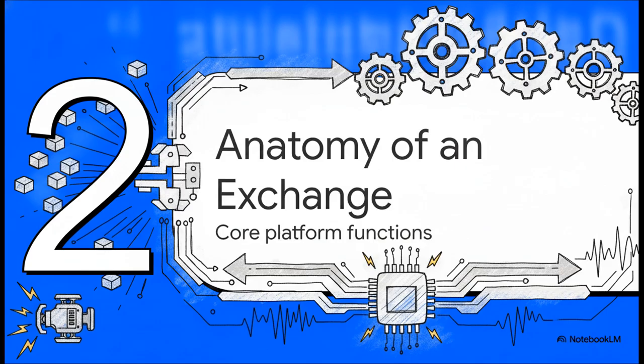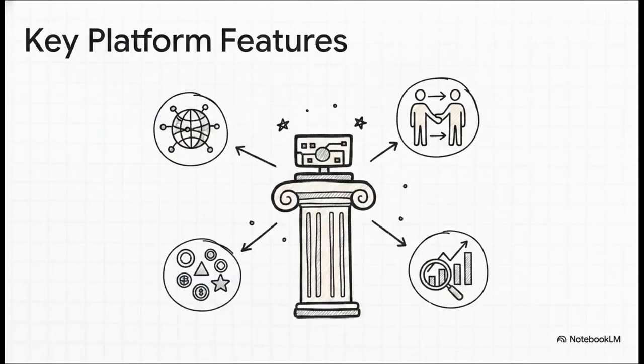Section 2, anatomy of an exchange, the core functions powering the platform. When you break down the internal architecture of these exchanges, there are really 4 key pillars you absolutely need to understand. First, it operates entirely as a digital marketplace online, which means there's no physical trading floor. The whole thing is distributed and digital.